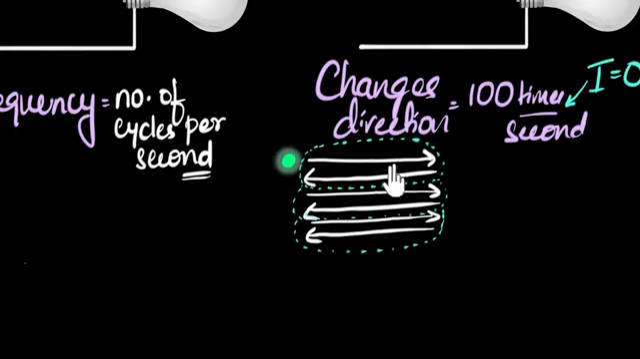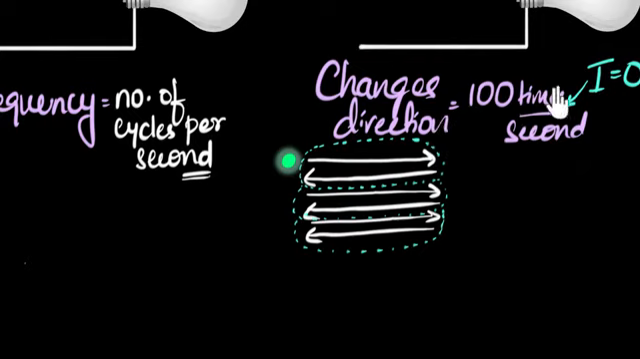Now, here's the question. Given that we know the electron changes direction 100 times in 1 second, can we figure out how many cycles it is going through in 1 second? These numbers are related to each other. Can you pause the video and think about this? All right, hopefully you've tried.